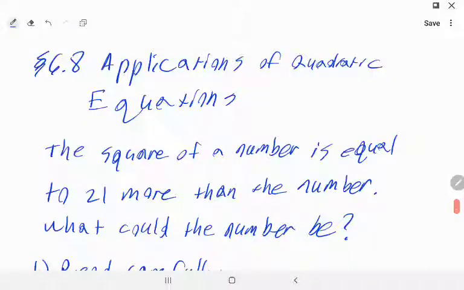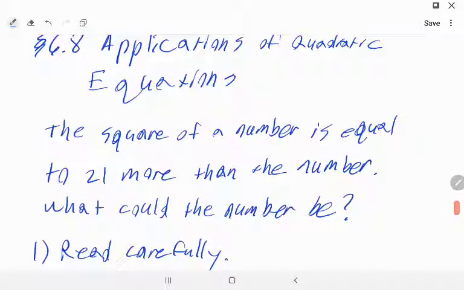Section 6.8, we're going to think about applications of quadratic equations. So if we look at something like, the square of a number is equal to 20 more than the number, what could the number be? We notice that we're going to be looking at fairly basic steps for any application question.